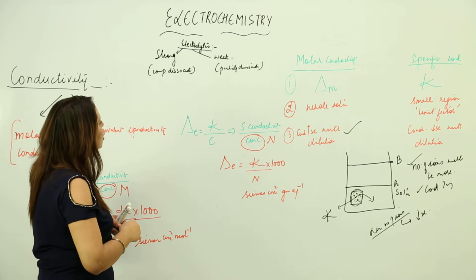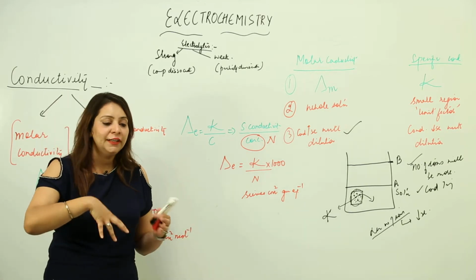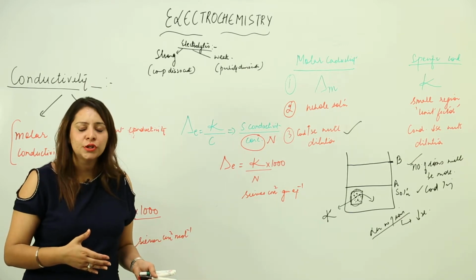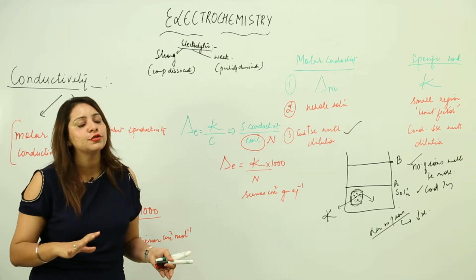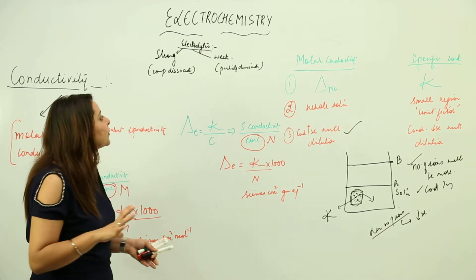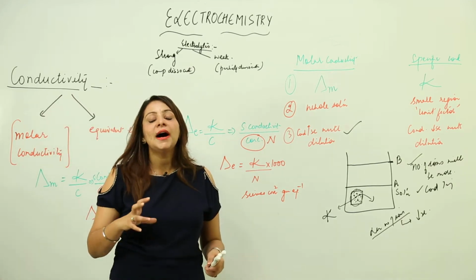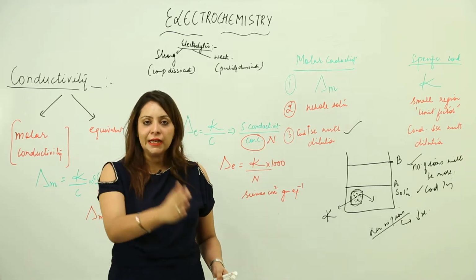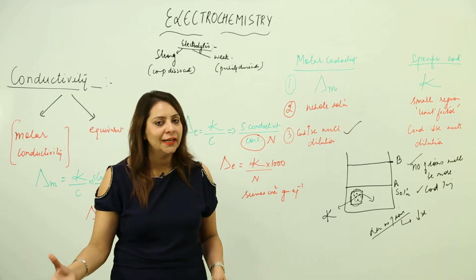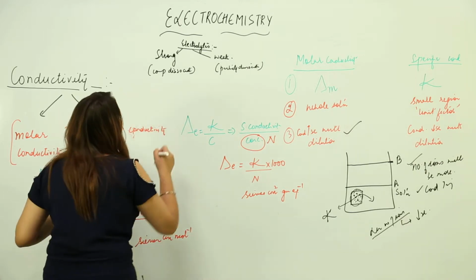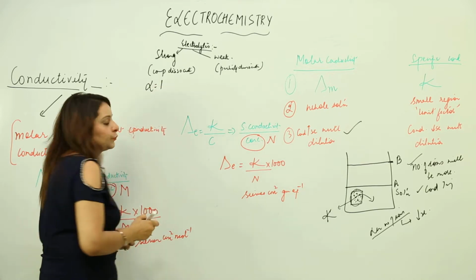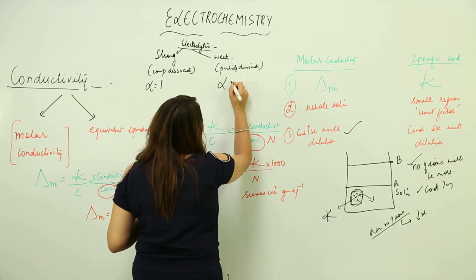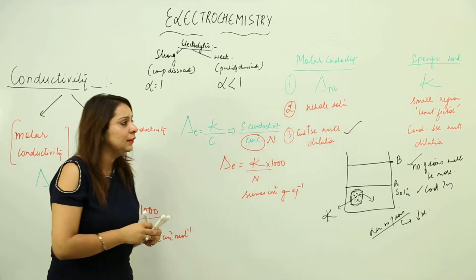So if we talk about strong electrolytes, all the molecules are dissociated. There is no undissociated molecule left in the solution, because every molecule is completely dissociated to form ions, so we find only the ionic form in the solution. But the weak ones are partially ionized, so you get ions along with unionized molecules. If we talk about alpha, the degree of dissociation, for a strong electrolyte alpha is equal to 1, but for a weak electrolyte it is less than 1.